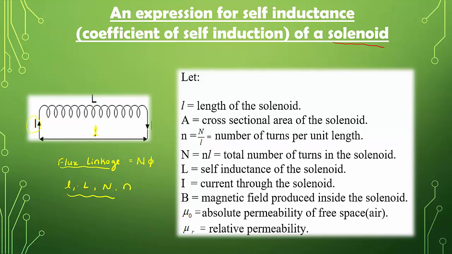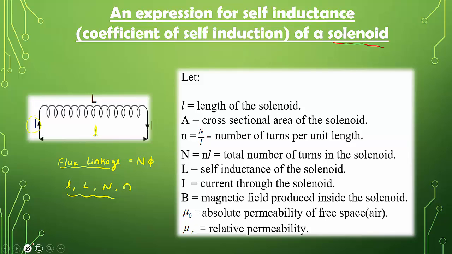Capital L and small l. Small l is the length of the solenoid. Capital L is self-inductance of the solenoid. Capital N is total number of turns in the solenoid. Small n is number of turns per unit length. You can observe these points.